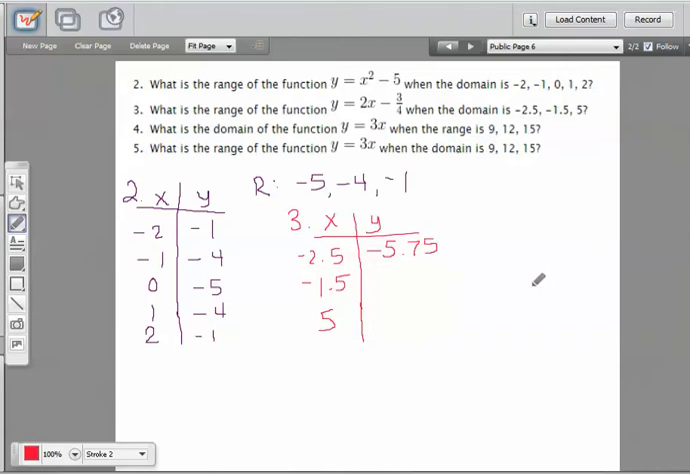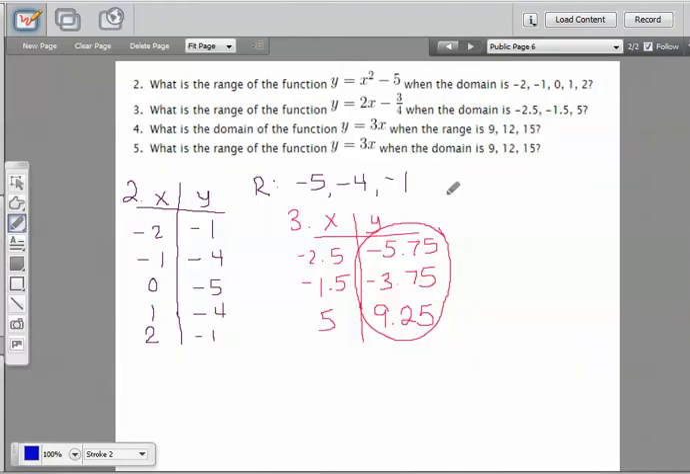I'm going to go ahead and substitute in a -1.5 now. And when I do that, I get a -3.75. And when I substitute in a +5, I get a 9.25. So my range are these 3 y values right here for number 3.